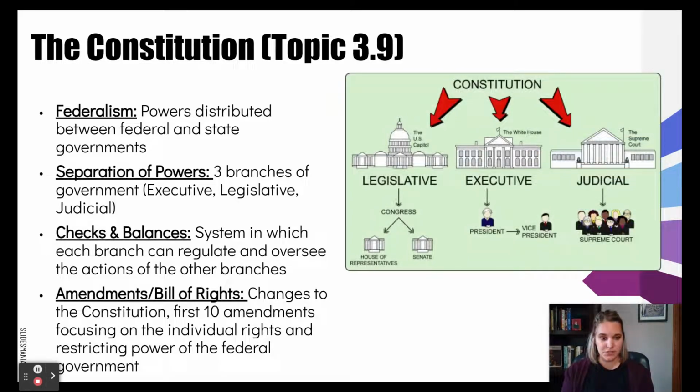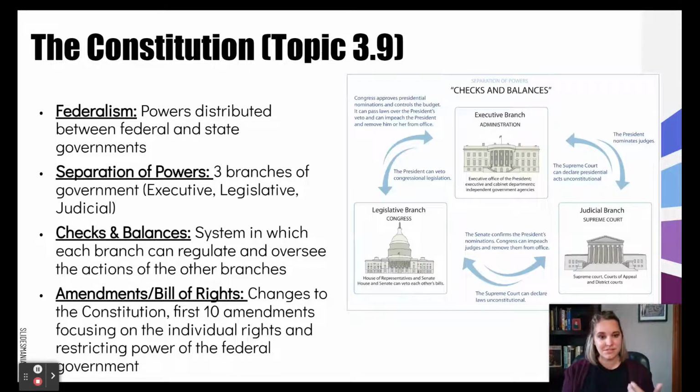Separation of powers refers to the fact that the federal government is not made up of just one person or one group, but actually there are three branches of government and different groups within each branch. And then checks and balances is the system that doesn't allow any branch to take too much power. It gives power to the other branches to oversee and regulate the powers in the other branches.